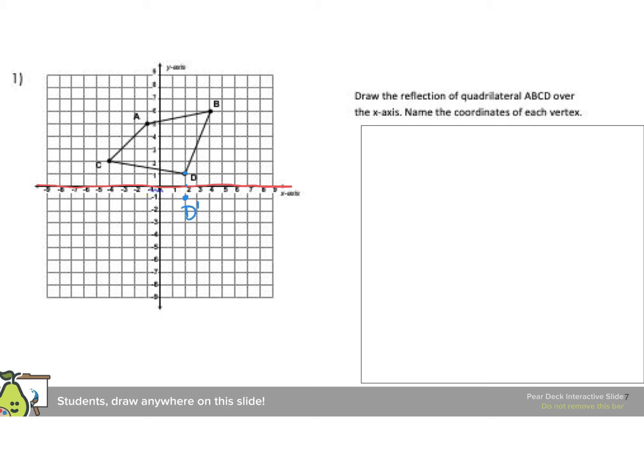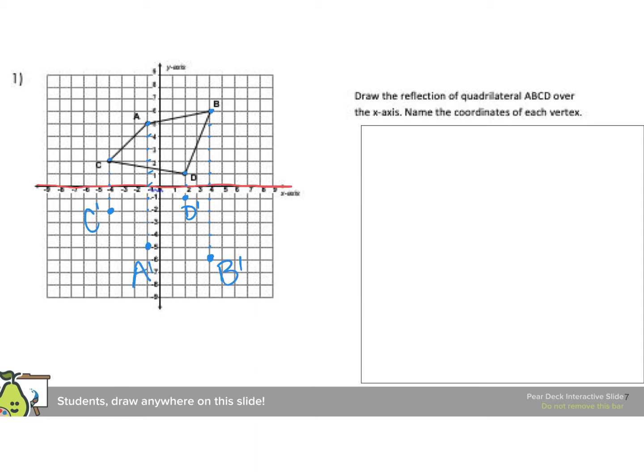Label that D prime. B is 1, 2, 3, 4, 5, 6. So we're going to count 1, 2, 3, 4, 5, 6. Put a point, label it B prime. C is 1, 2. So we go 1, 2, C prime. And A is 1, 2, 3, 4, 5. Put a point, A prime.